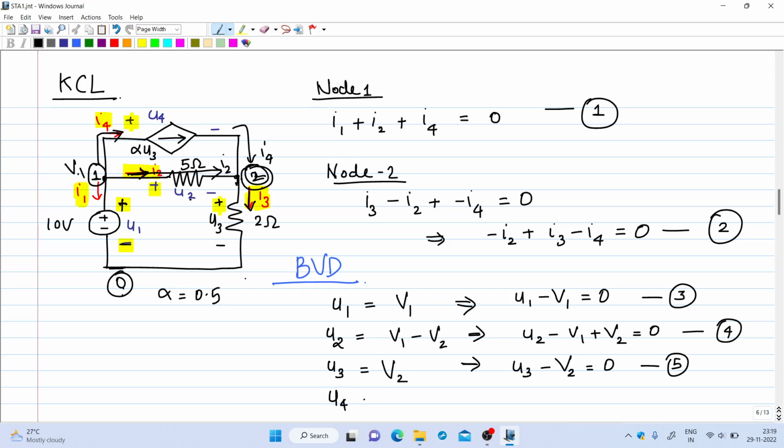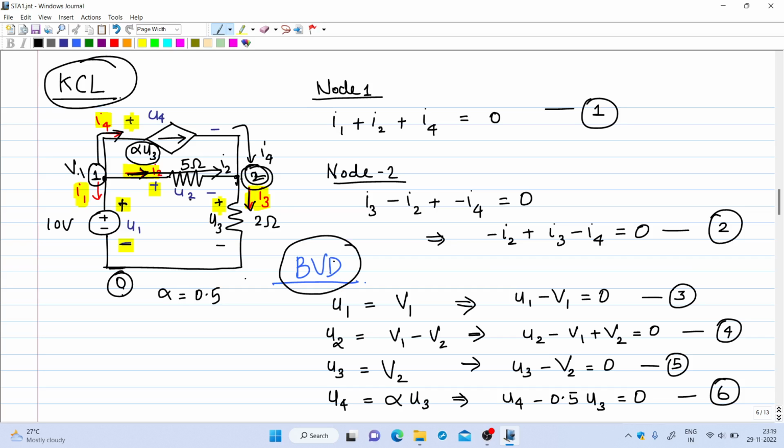And the last branch U4 is equal to alpha U3, and alpha is nothing but 0.5. So U4 minus 0.5 U3 equal to 0. This is our sixth equation. So we got 6 equations. Now we need 4 more equations. KCL equations and branch voltage definitions are completed. Now we have to write the branch constitutive equations.